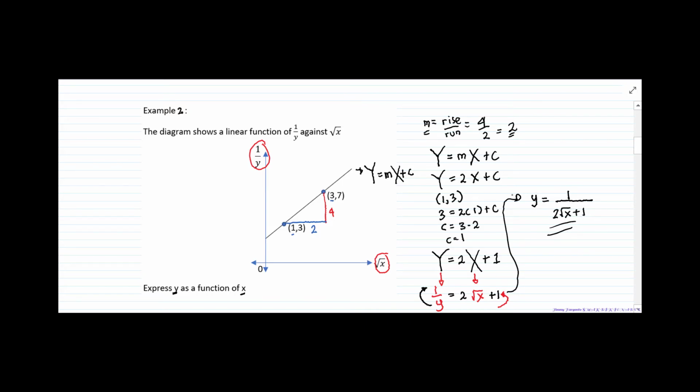Yeah, so this is the original function of this straight line. Okay, do you get it? If you don't get it, you can ask me.